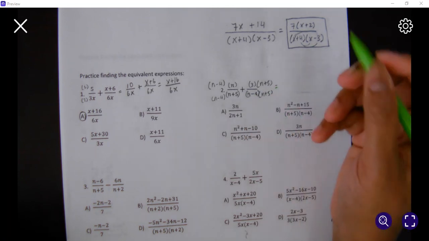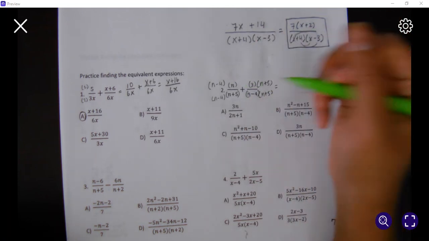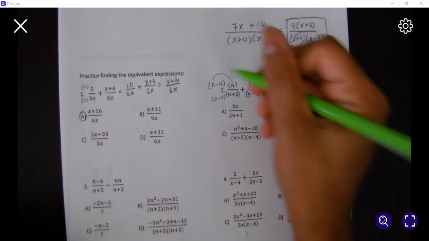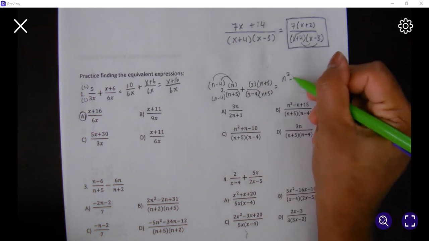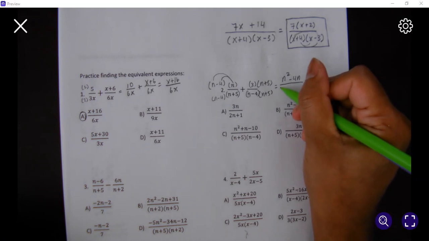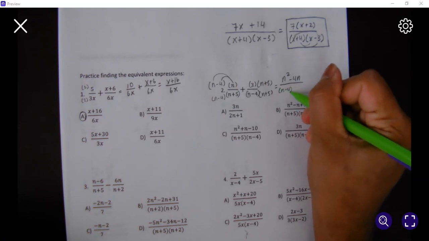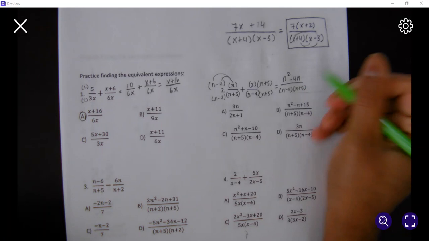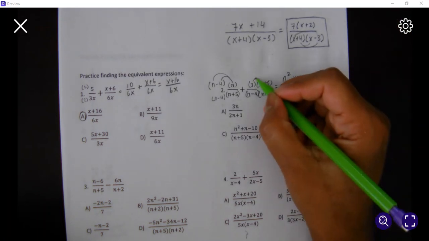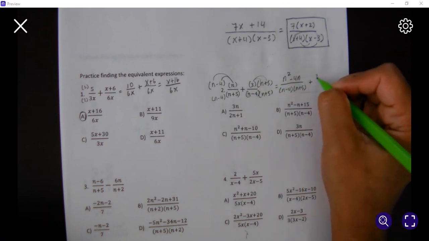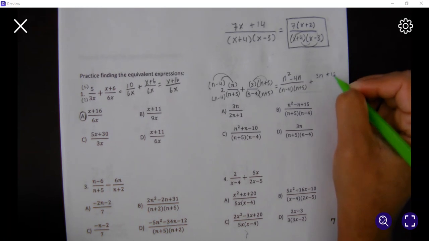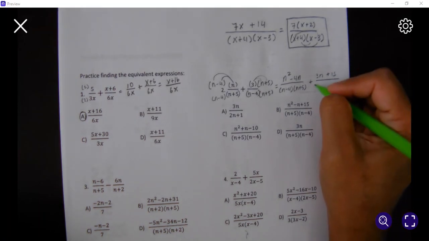Okay. All right, now let's go ahead and simplify all of this. So you have n times n, which is n squared. And then n times negative 4 is negative 4n. Over, and then I'm going to go ahead and leave this in factored form, n minus 4, and then n plus 5, plus, and I'm going to go ahead and distribute this. You have 3 times n is 3n, and then 3 times 5 is 15. Over, and then bring this over.